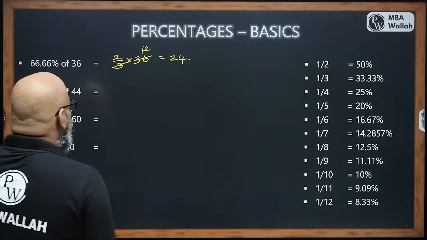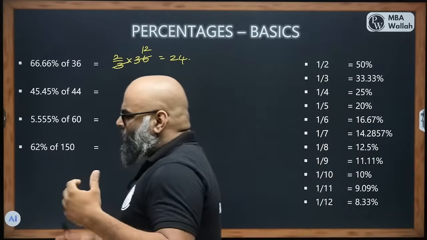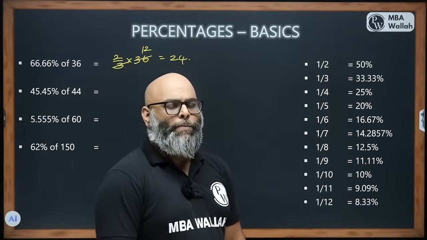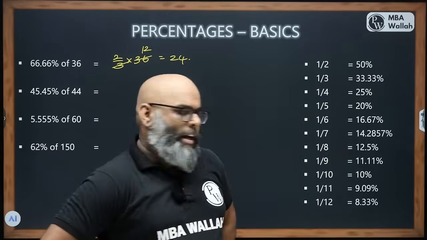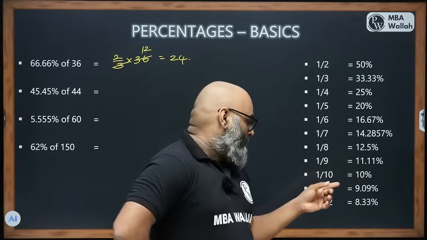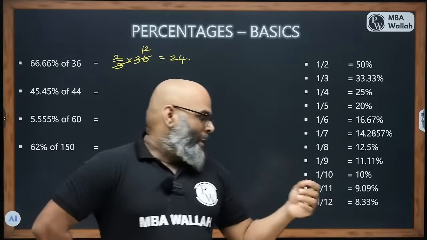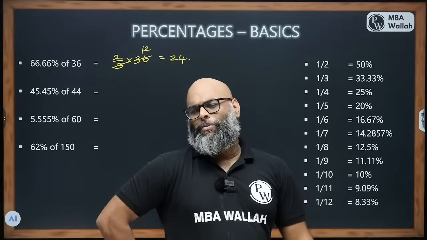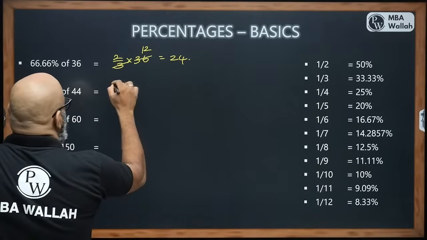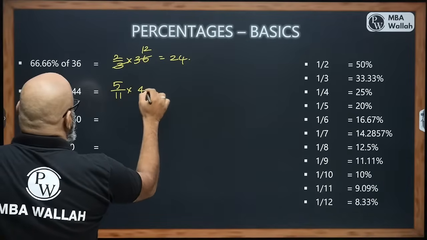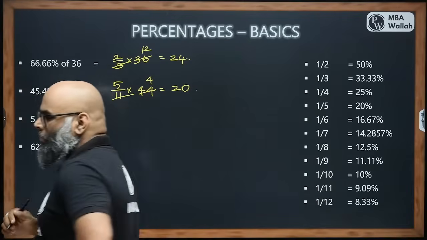Now look at this. 45.45% of a number. Once again, look at the table and see if there is some value that we can rewrite as 45.45. Yes, 1 by 11 is 9.09. Multiply this by 5, you'll get 45.45. So this is nothing but 5/11 of a number into 44. So simplify this 4 times, that's 20. Done.